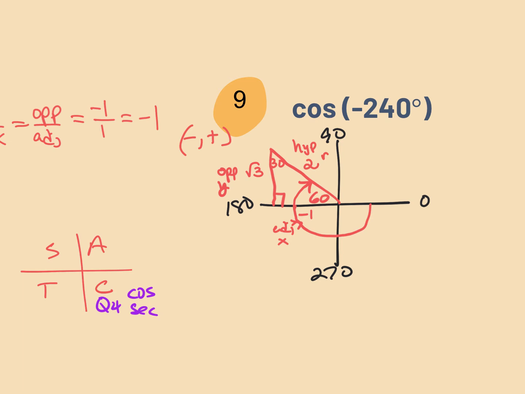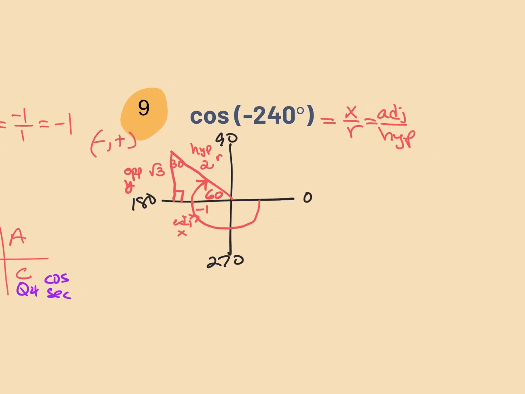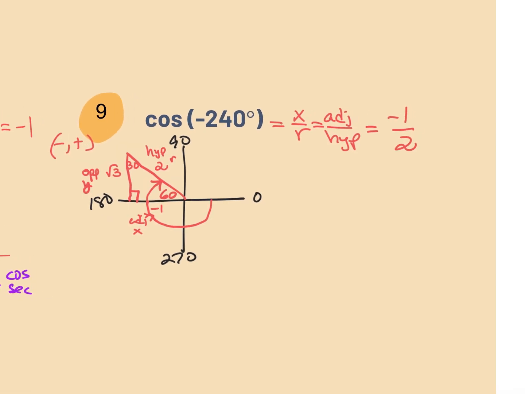And then the root 3 is positive. So cosine is going to use x over r, or adjacent over hypotenuse. And now let's fill in the numbers. My adjacent was -1, my hypotenuse is 2. Again, you can put the negative sign in front or leave it in the top. Again, if you check it with your All Students Take Calculus, the only things positive in quadrant 2 are sine and cosecant. We were doing cosine, so getting a negative answer makes sense.